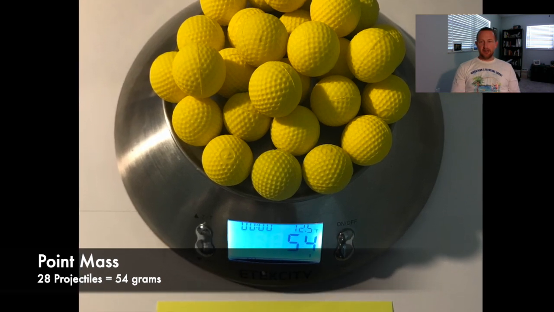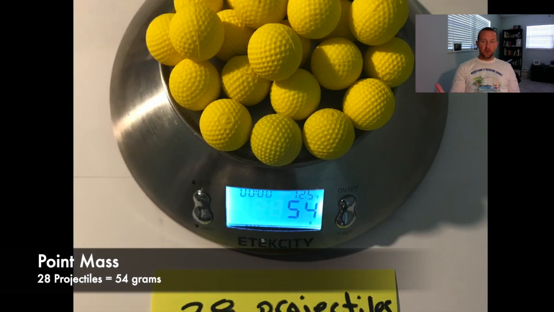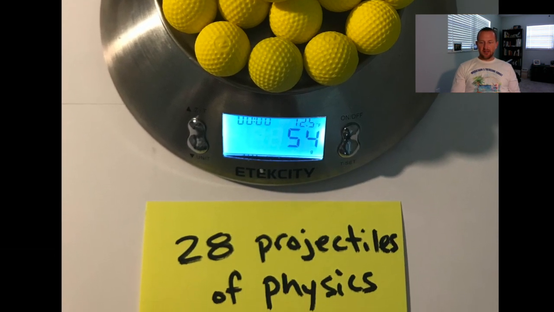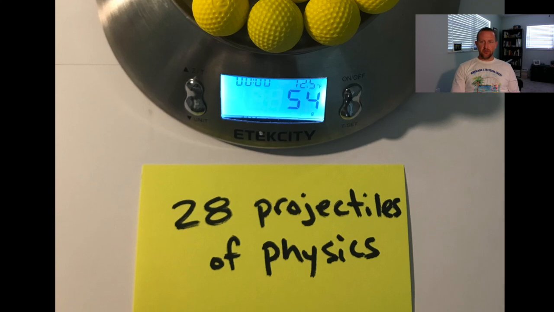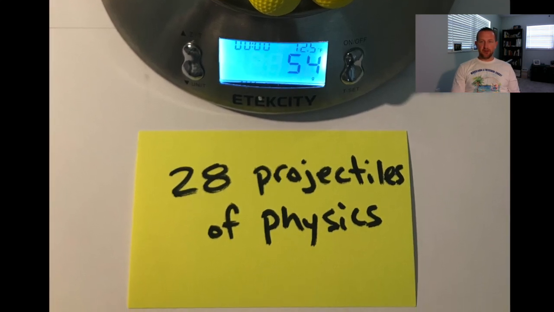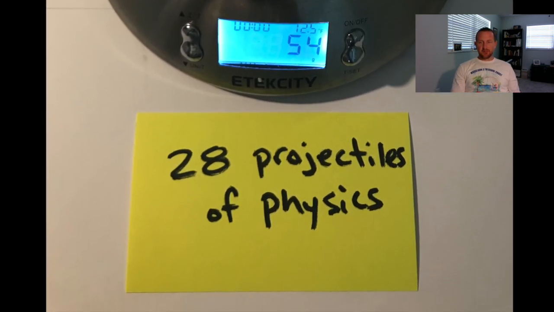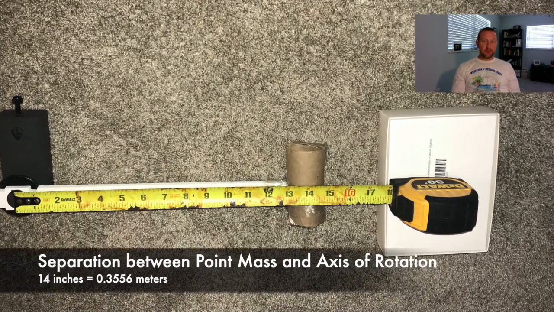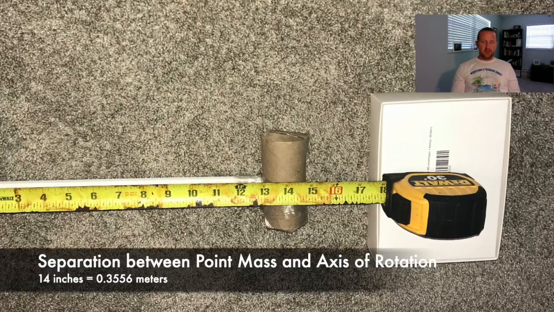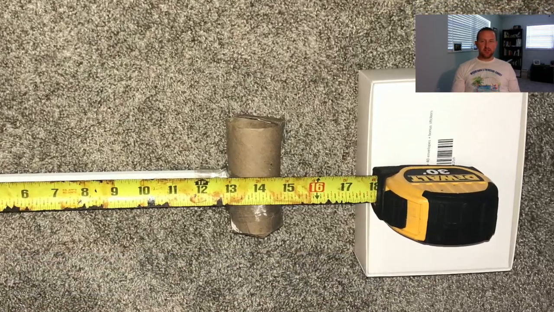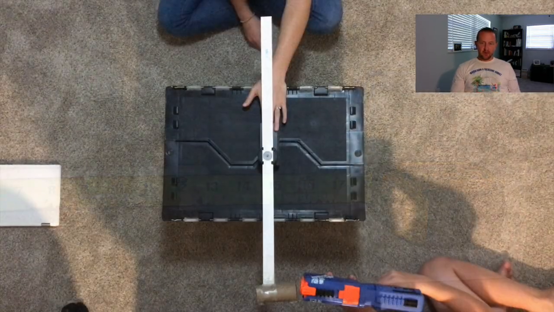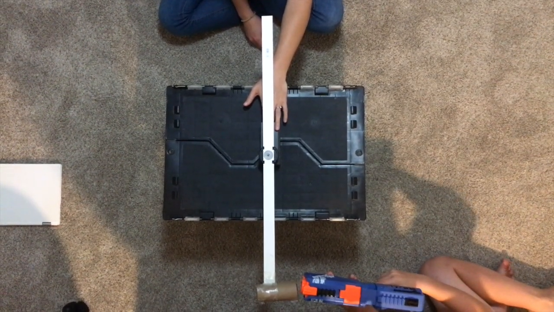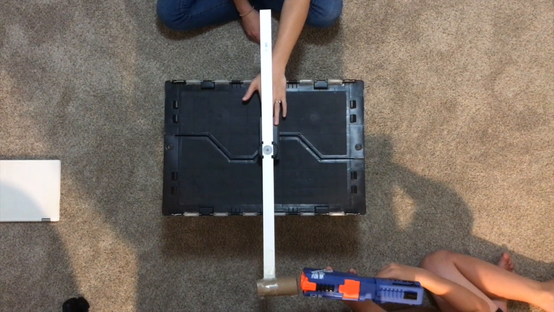So what I have here is a point mass, a projectile of physics, and it has a mass of about 54 grams. You'll have to do a little conversion on your own for that. Make sure it's in kilograms. Next, we have the radius of the separation between the point mass and the axis of rotation, and as you can see, it's 14 inches. Now William will use the tool of physics to launch the projectile. 3, 2, 1, fire.